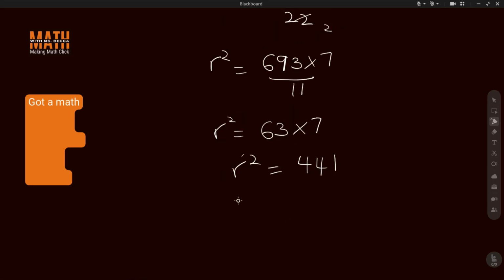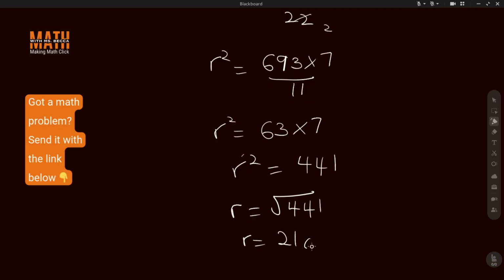If r squared is equal to 441, that means r will be equal to the square root of 441. And what is the square root of 441? That will give 21. So r equals 21 centimeters.